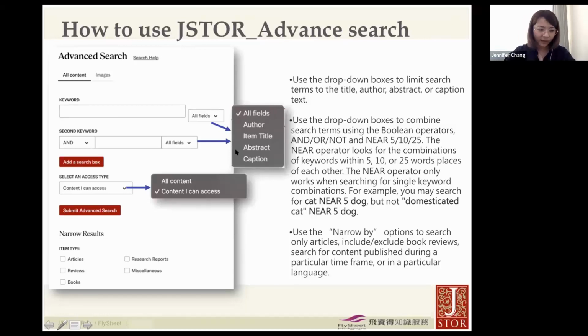You can modify the keywords you want here and add more blanks as you need. Okay. The next part is to select an access type. In the JSTOR platform, if you do not use this drop-down list, then it will default to all content.